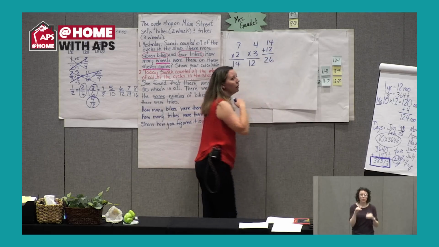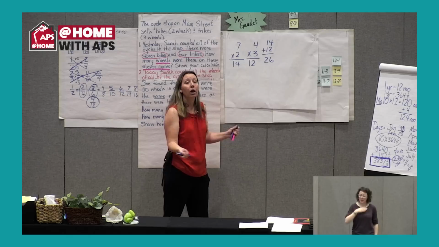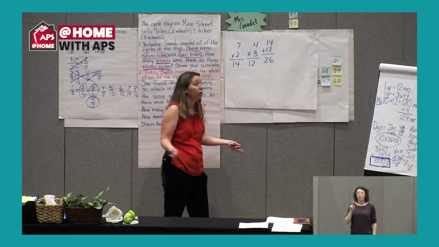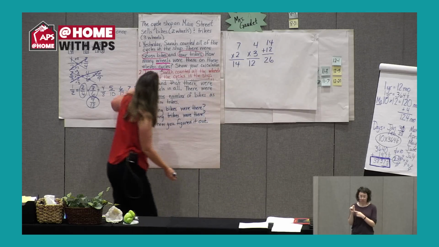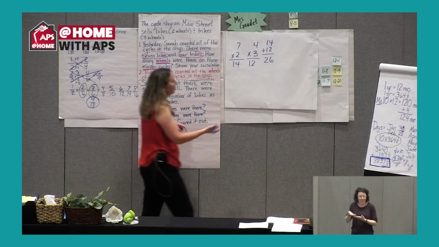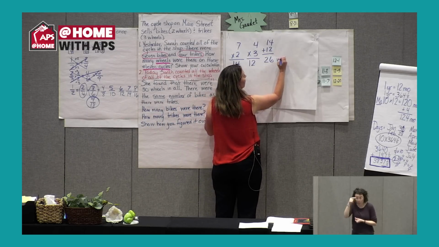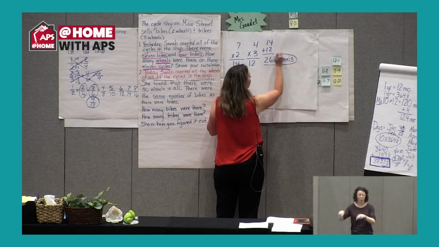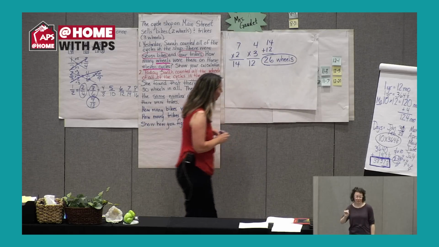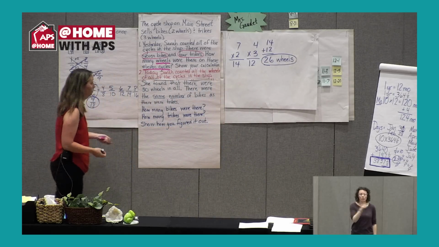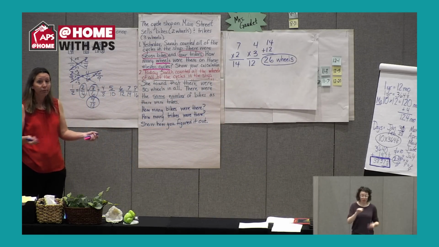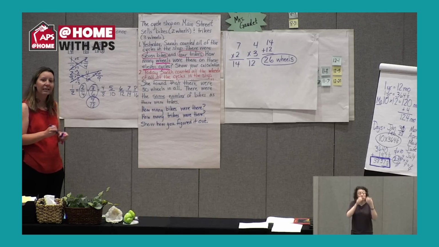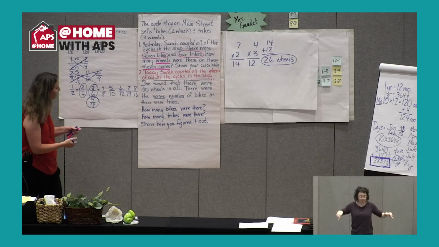And as I always tell my kiddos, we need to always put the units. What are you solving for? We're solving for wheels. So I put 26 wheels. So I'm going to go ahead and circle my answer. So that's question number 1. Now you could have done it multiple ways, and in a little bit I'm going to ask you to try to solve it a different way than I solved it.